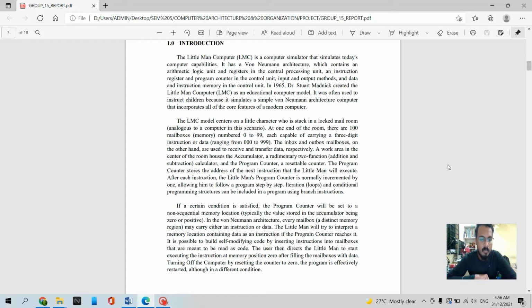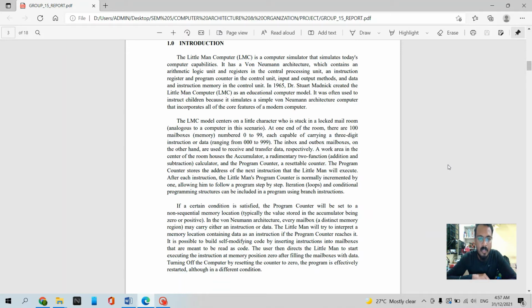The instruction at memory position 0 is executed after filling the mailboxes with data. By resetting the counter to 0, the program is effectively restarted, although under a different condition.